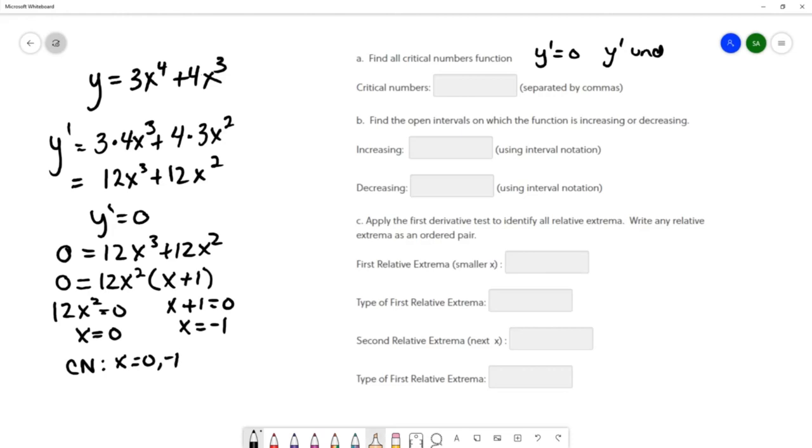So I also mentioned that critical numbers are when the derivative is undefined. Our original function and the derivative are both polynomial functions, and so the derivative is not going to be undefined. So we don't get any critical numbers from the derivative being undefined. So our critical numbers are -1 and 0.